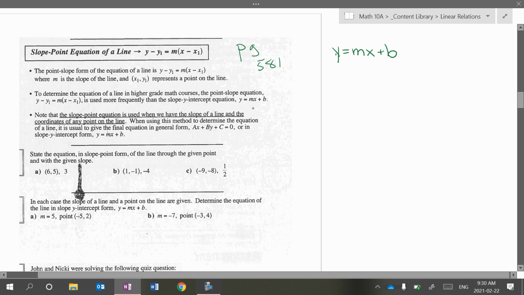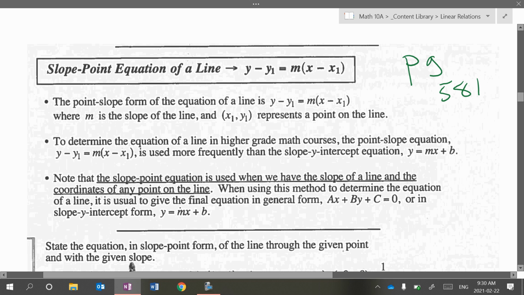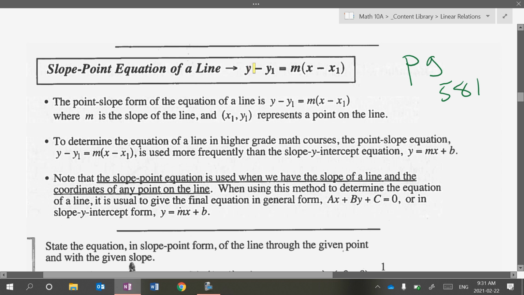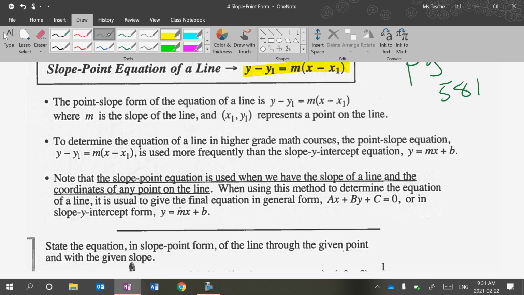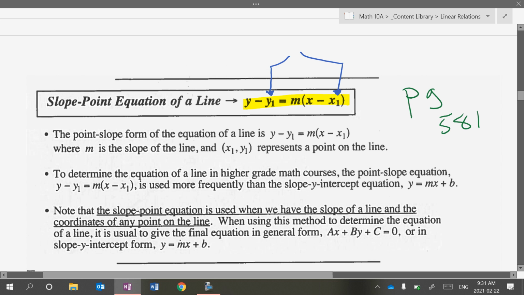We're on page 581, slope point form of an equation. So at the top of this page, they write it out for you. So we have y minus y1 equals m, and in brackets, x minus x1. What's really important to note about slope point form is you would replace y1 and x1 with a point. So that represents like a set of coordinates.